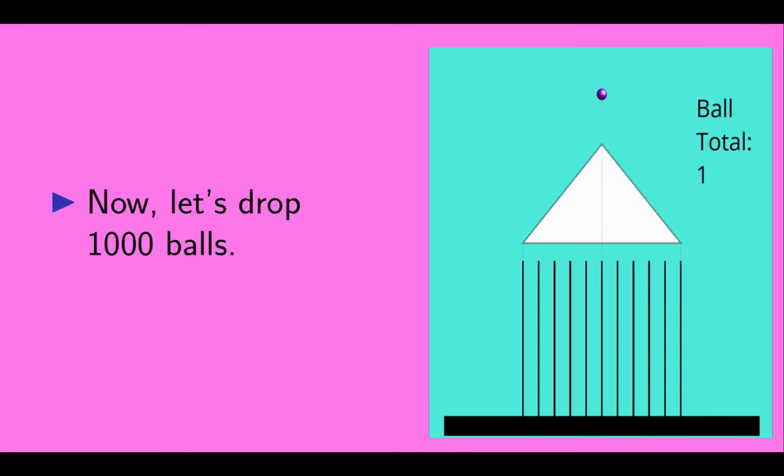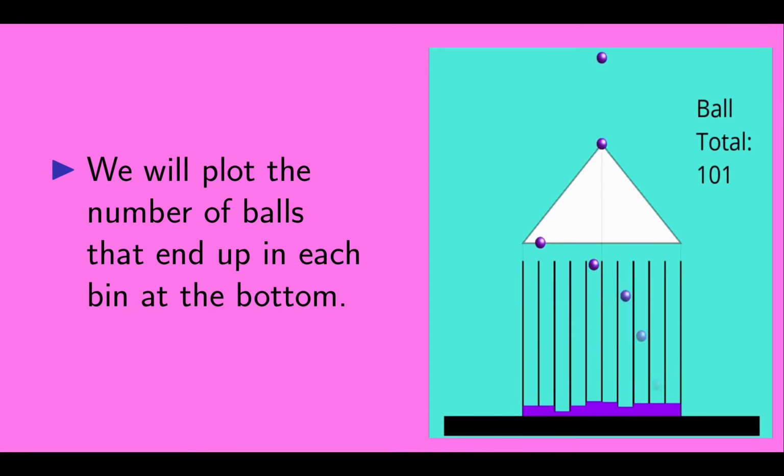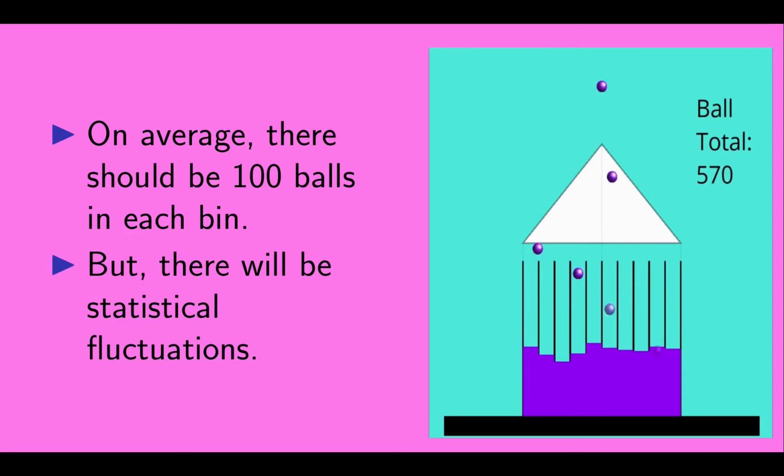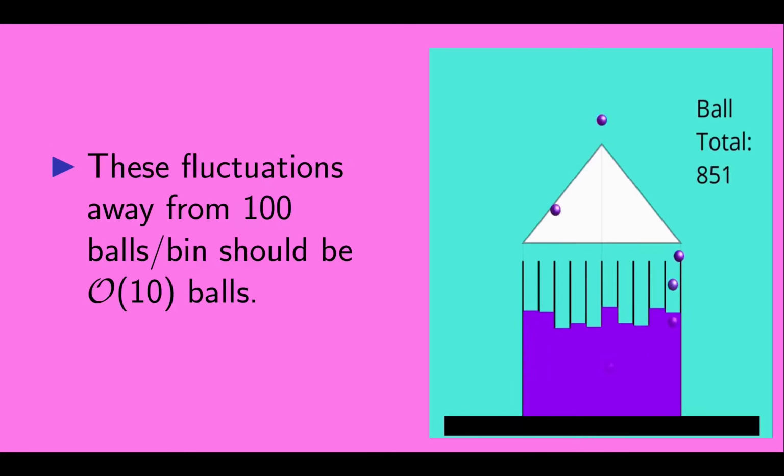Okay, now let's drop 1,000 balls. At this rate, this simulation is going to take quite a while, so let's speed that up. We will plot the number of balls that end up in each bin at the bottom. On average, the distribution should be flat. The 10 bins are all equally likely. That means, on average, there should be 100 balls in each bin, but there will be statistical fluctuations. These fluctuations away from 100 balls per bin should be of order 10 balls.